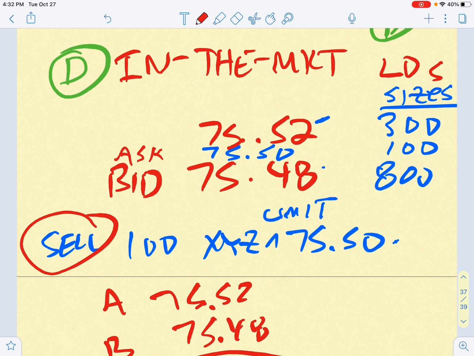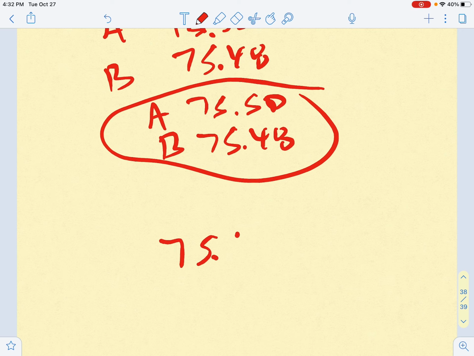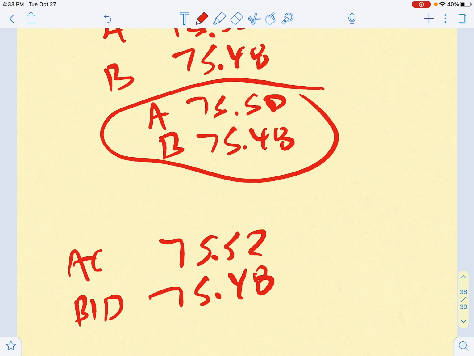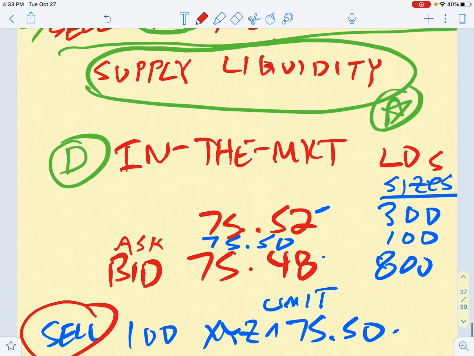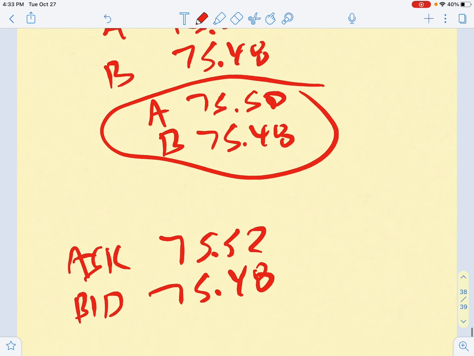Let's look at an example of an in-the-market limit order to buy. I'm going to pretend this sell order never arrived, to make it more clear for you. So we'll go back to the 75.52 and 75.48. This is the bid. This is the ask. And the sizes originally were 300 and 800.